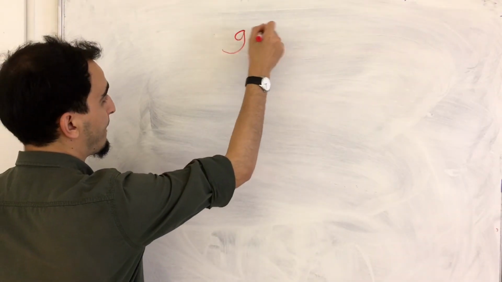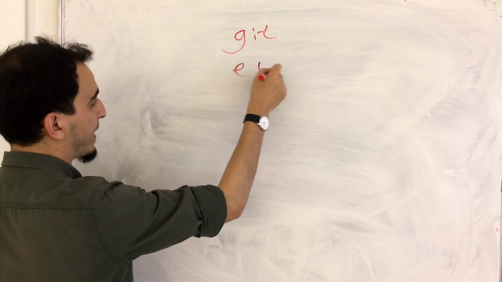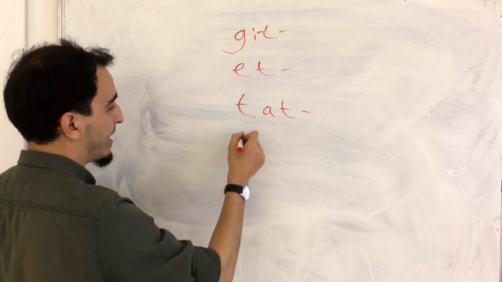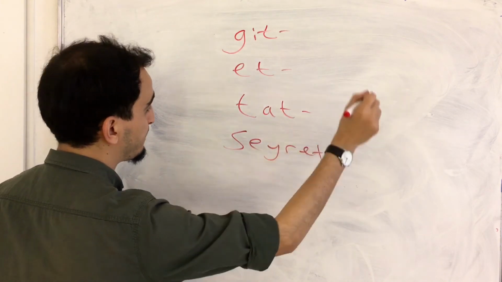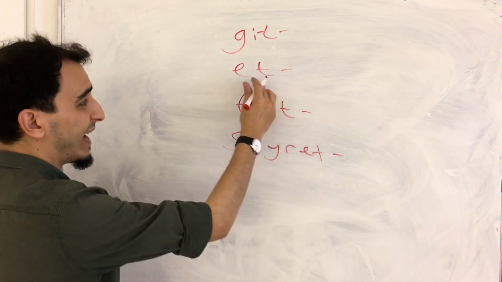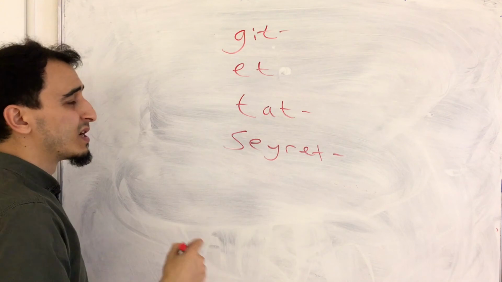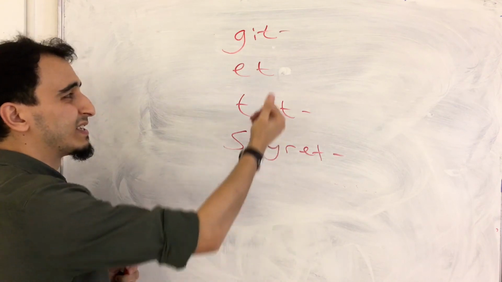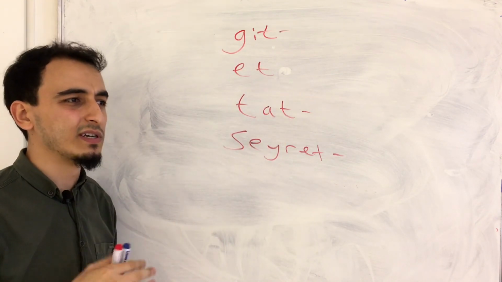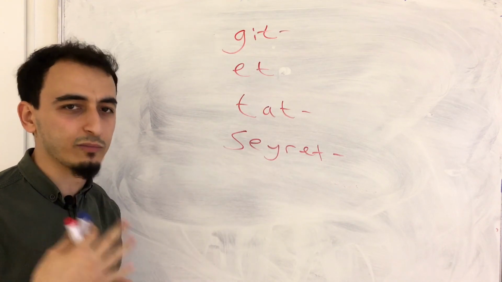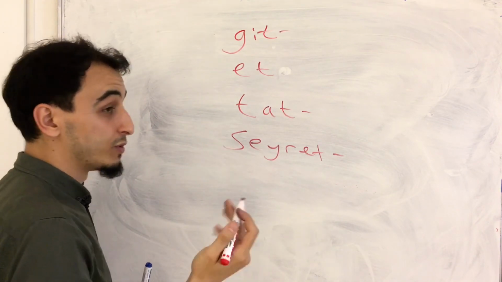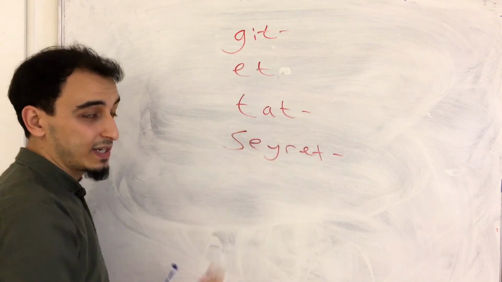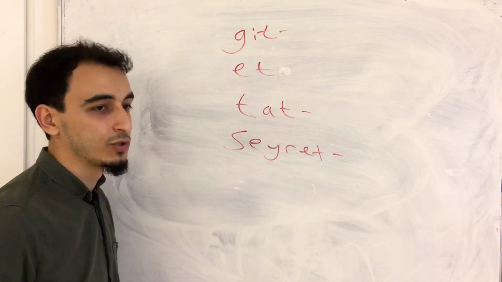Gitmek, etmek, tatmak ve seyretmek. Gitmek is to go, etmek is to do, but in today's Turkish we mostly use the verb yapmak. Yapmak is kind of taking over its place with time, if I use the idiom correctly. It's more common to use yapmak, but we still have this. Tatmak is to taste and seyretmek is to watch.